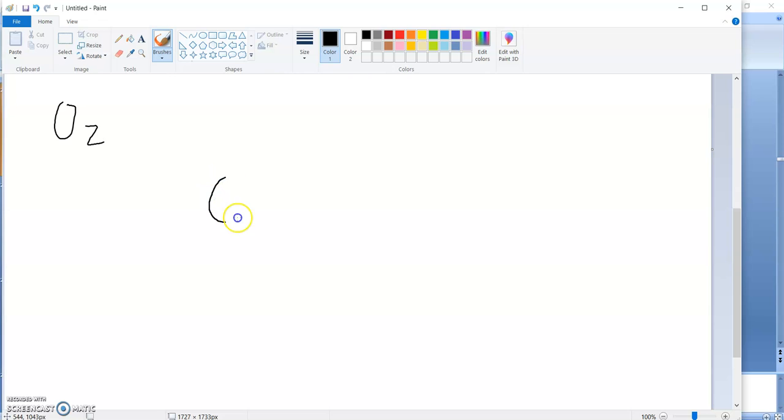So obviously the Lewis structure is O bonded to O. How many electrons? Well, look up oxygen on your periodic table. S2P4 means 6 electrons for each oxygen. So 6 for this one, 6 for that one gives you 12 electrons to work with.